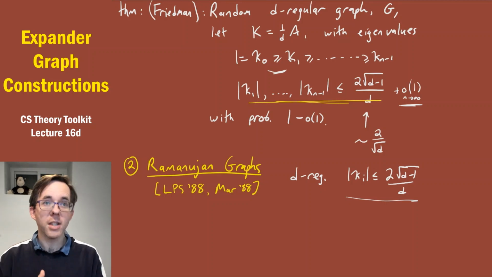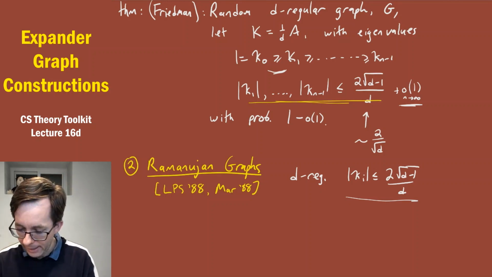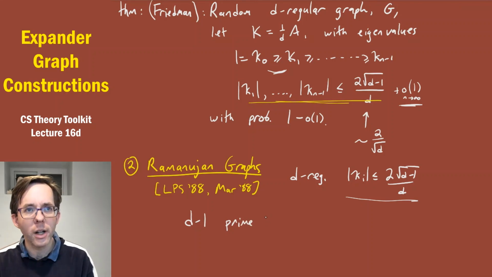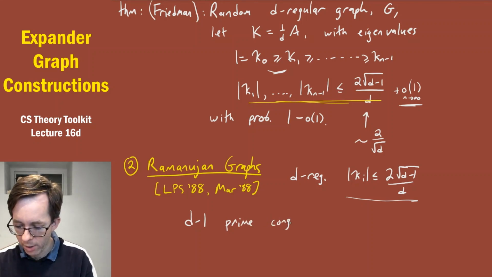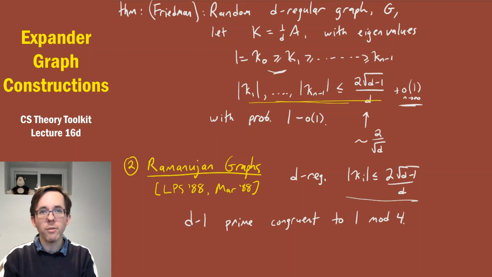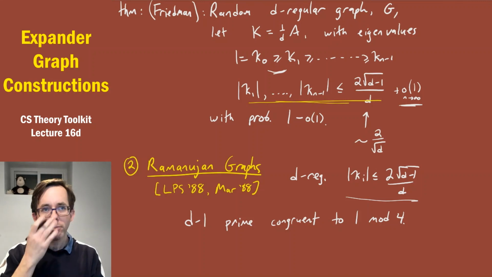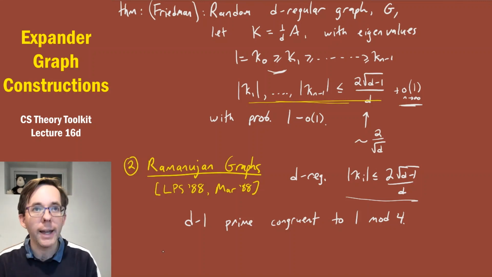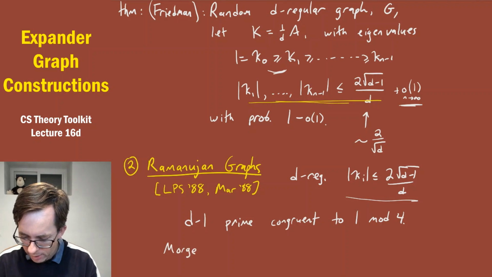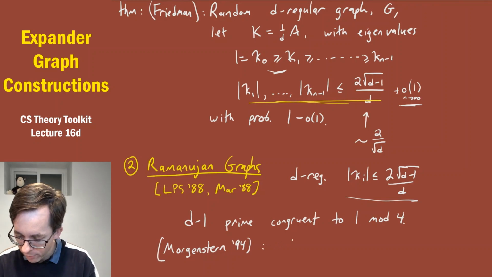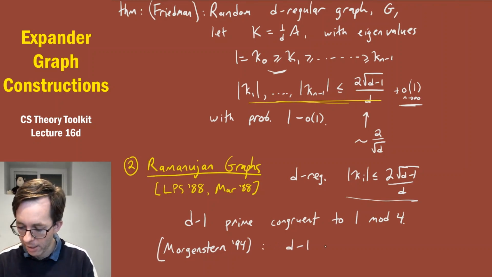And there's another number theory catch, which is that they only showed them when d minus 1 is a prime congruent to 1 mod 4. Okay, so you don't get them for every value of d. Well, you get them for a bunch of values of d, whenever d minus 1 is a prime. And actually, this was subsequently improved by Morgenstern in like '94 or something, to any case where there's a finite field of size d minus 1. So d minus 1 being a prime power.